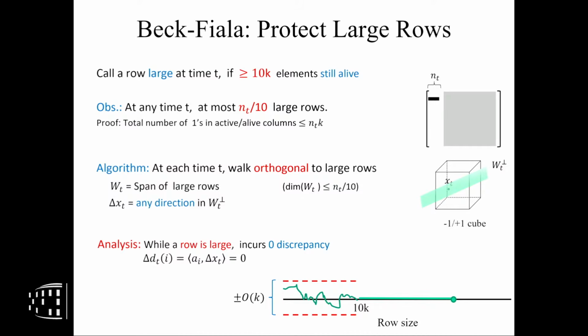While a row is large, by design it doesn't incur any discrepancy. So if you track how the discrepancy of a row is evolving, maybe it was very large to begin with, so discrepancy stays 0. And then once it's below 10K, we lose all control and maybe it goes whatever, but it can be at most order K. That's it. So somehow we solve this discrete problem by going into continuous space and doing this orthogonality trick.